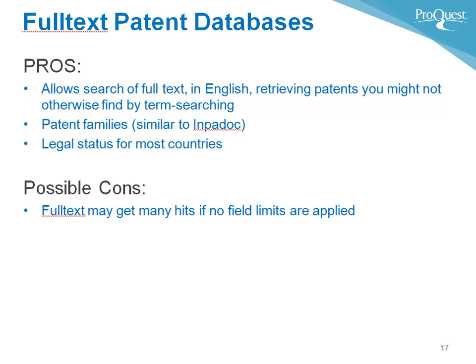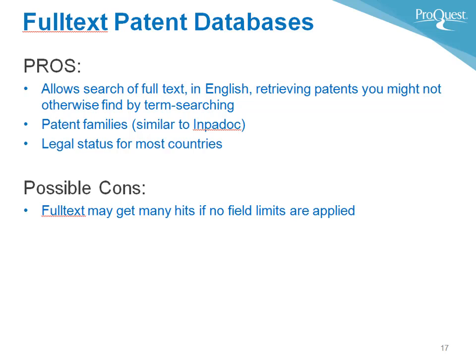We also have full text patent databases for some 32 countries. And these are very flexible databases because they do have the full text from all kinds of countries in English. So you can do an English language search and get patents from Korea, for example.